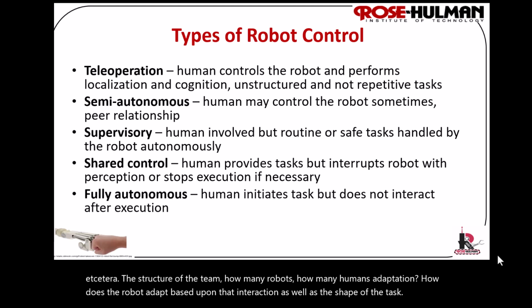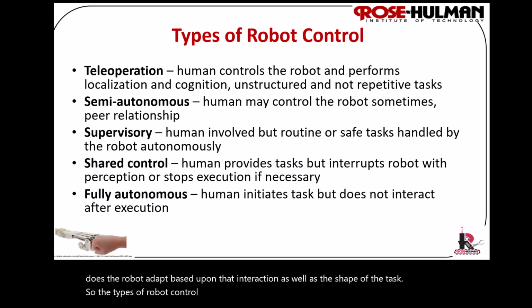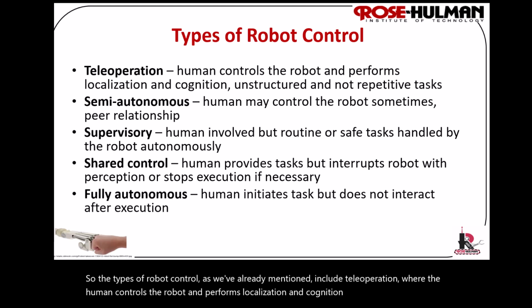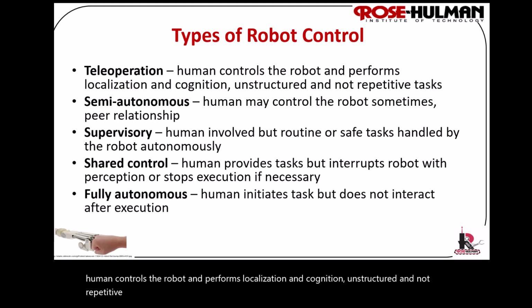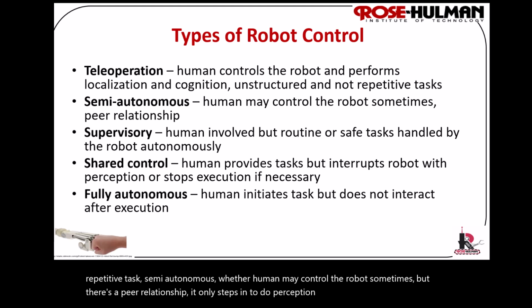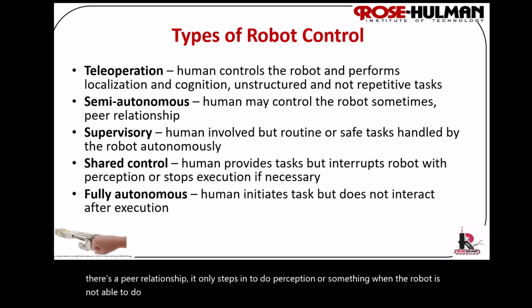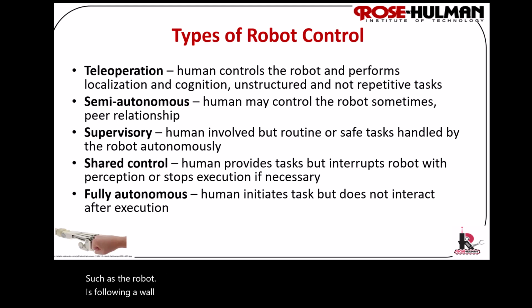So the types of robot control, as we've already mentioned, include teleoperation, where the human controls the robot and performs localization and cognition, for unstructured and not repetitive tasks. Semi-autonomous, where the human may control the robot sometimes, but there's a peer relationship. The human only steps in to do perception or something when the robot is not able to do that. Supervisory control is where the human is involved, but routine or safe tasks are handled by the robot autonomously, such as the robot following a wall, following a line, carrying something.